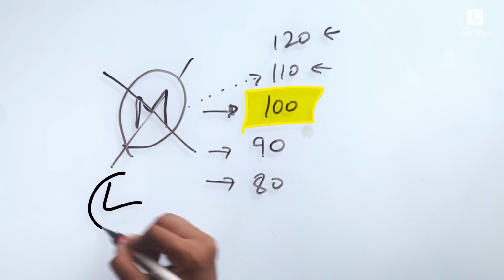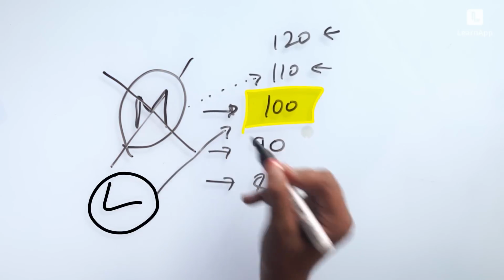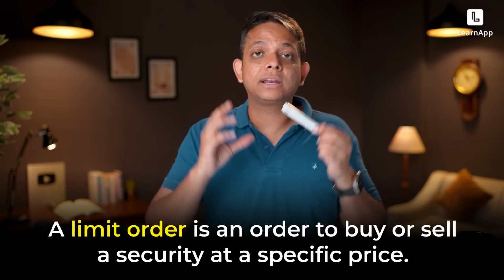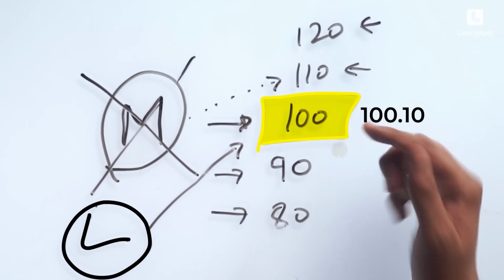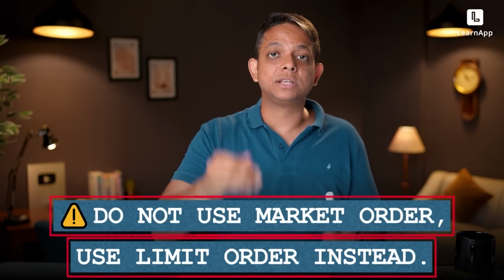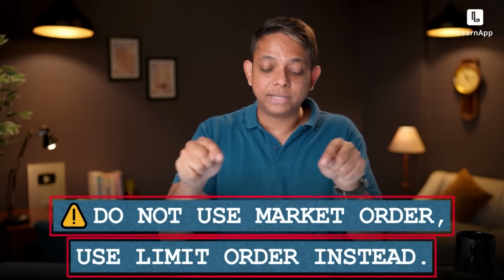Do a limit order where you specify how much you want to buy your ETF at. So you can put 100.10 or something like that and specify the entry point. So basically, point number 2 is don't use a market order, use a limit order.